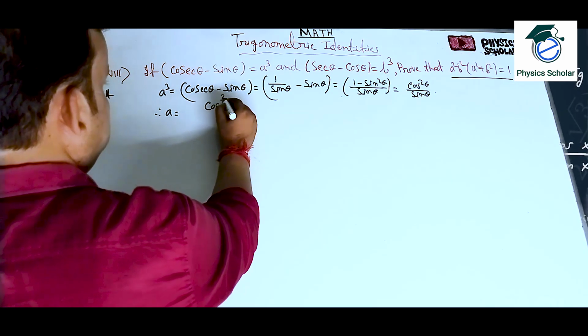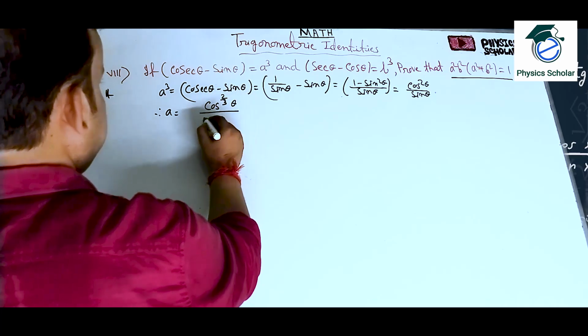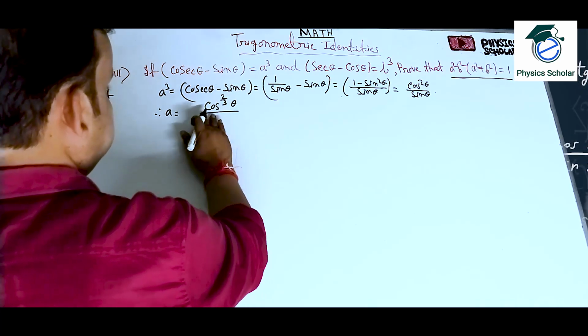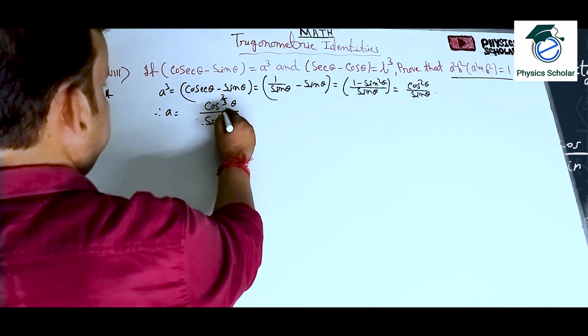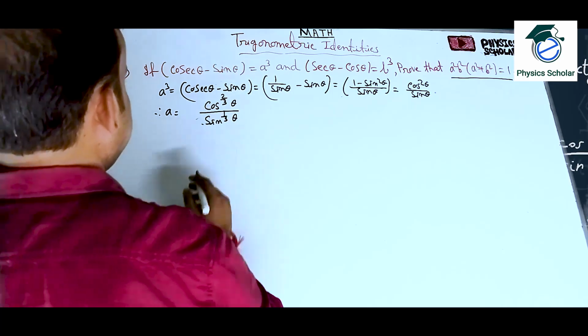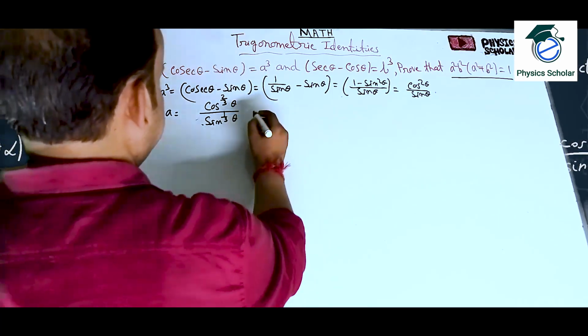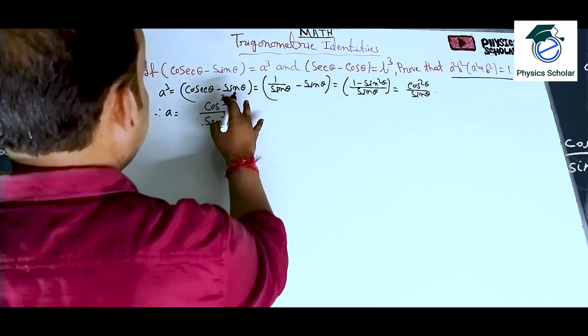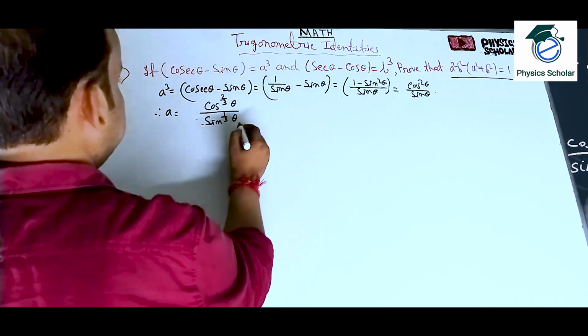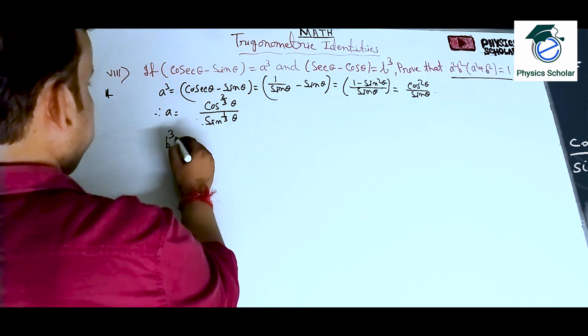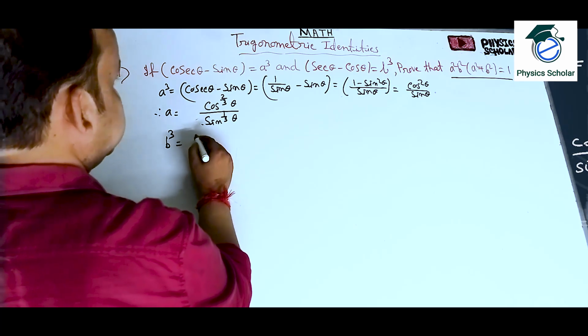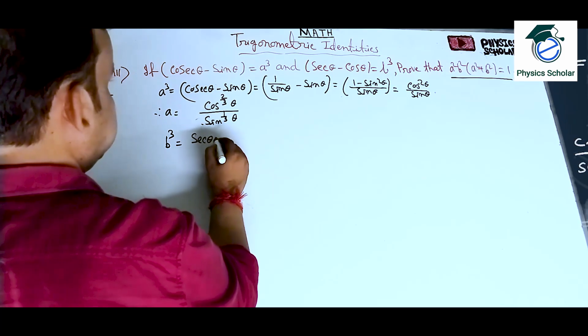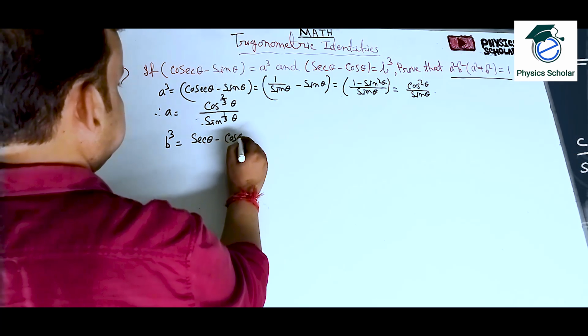cos to the power 2/3 θ divided by sin to the power 1/3 θ. Clear? That is the value of a. Similarly, we have to find b cube. So b cube is equal to what? Sec θ minus cos θ.